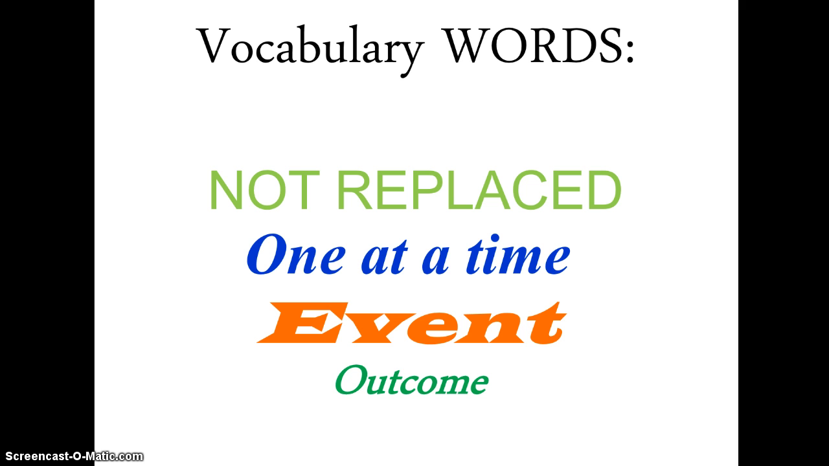Event and outcome. An event is any occurrence that happens in regards to probability, like rolling a die or flipping a coin or pulling a marble out of a bag. The total number of outcomes are all the possibilities, and the probability of a specific event occurring would be our desired outcome over the total number of outcomes.